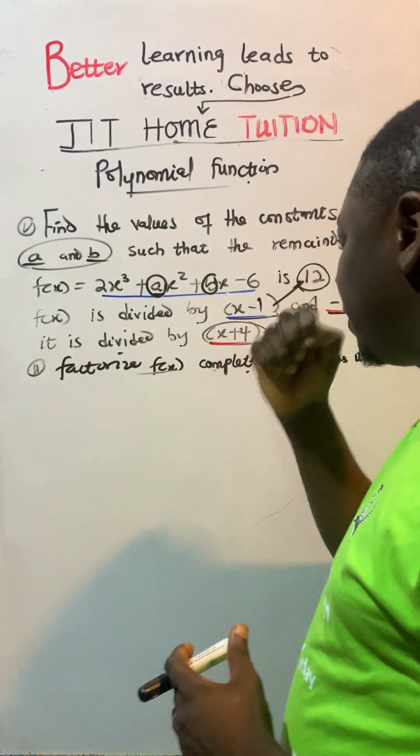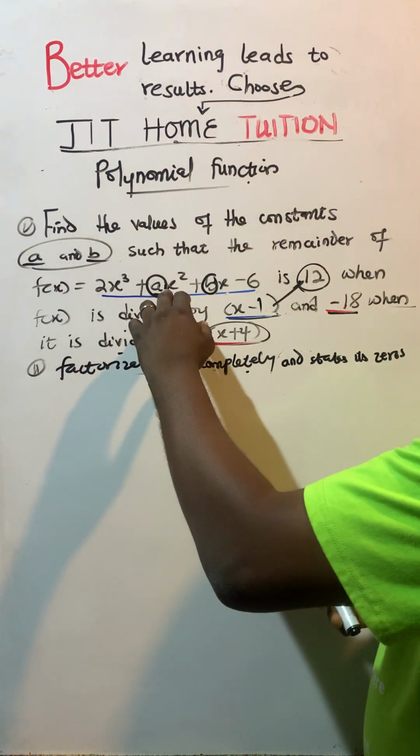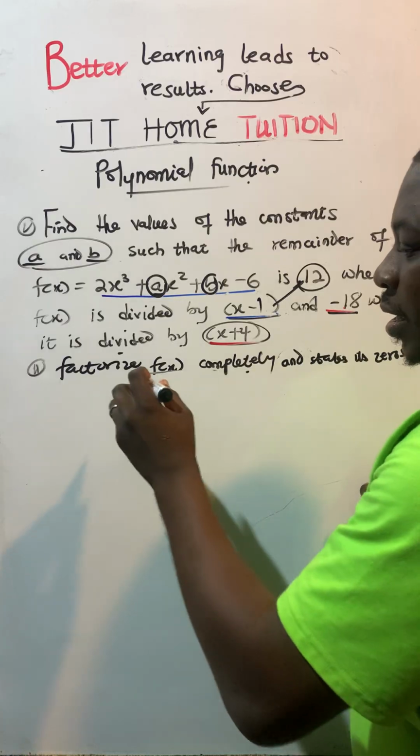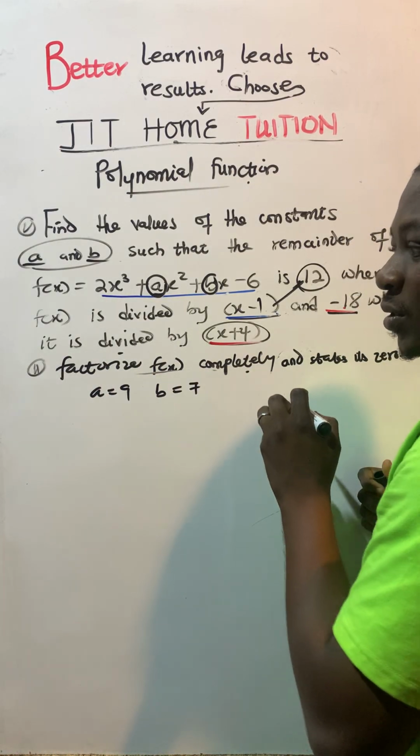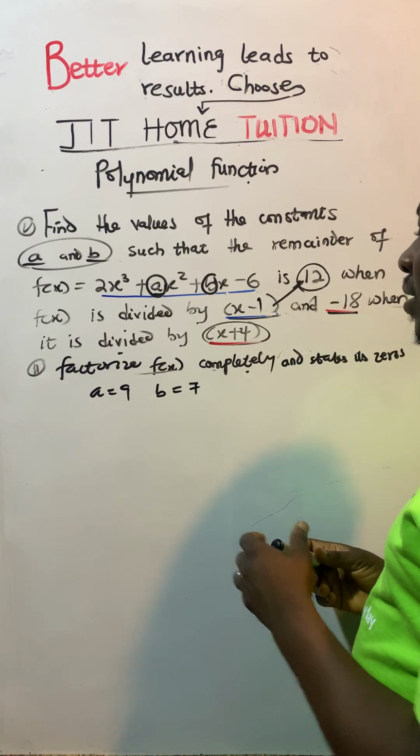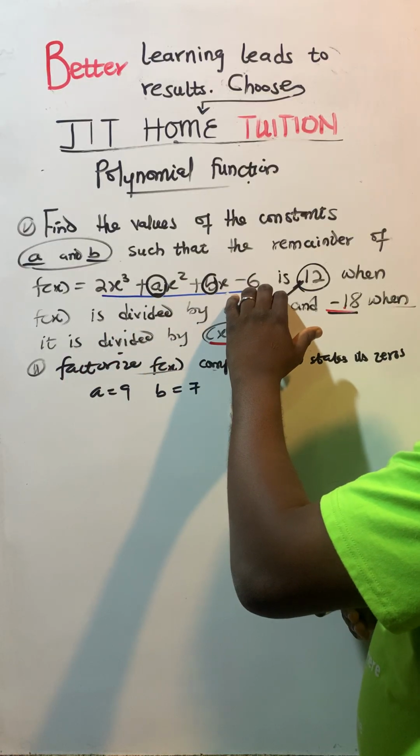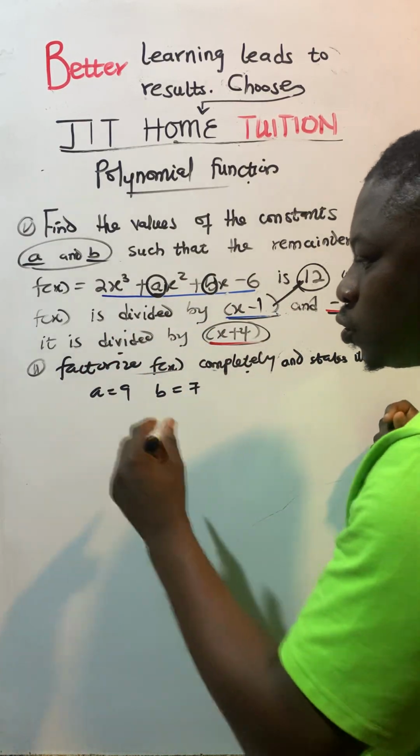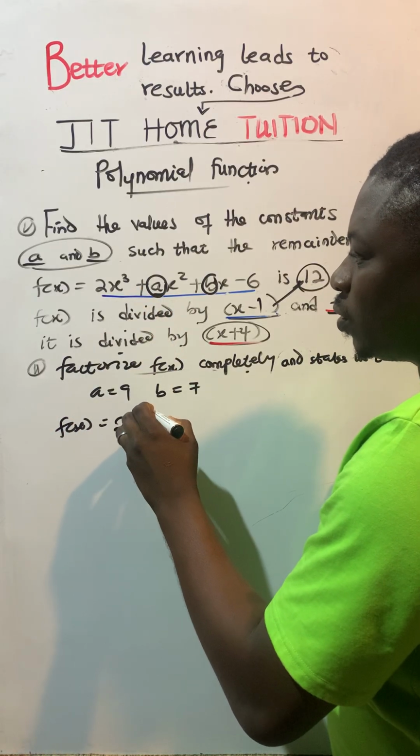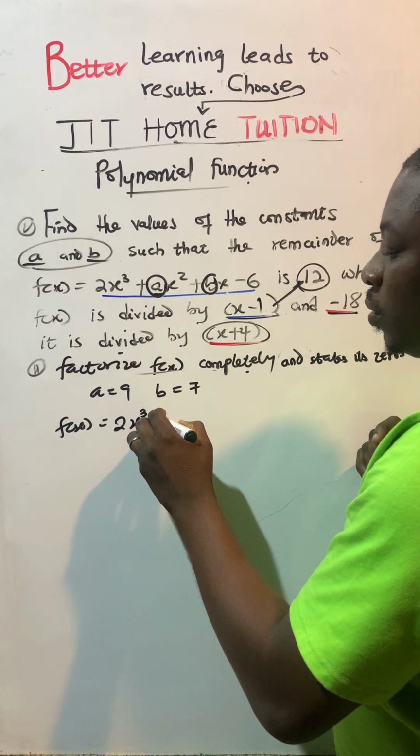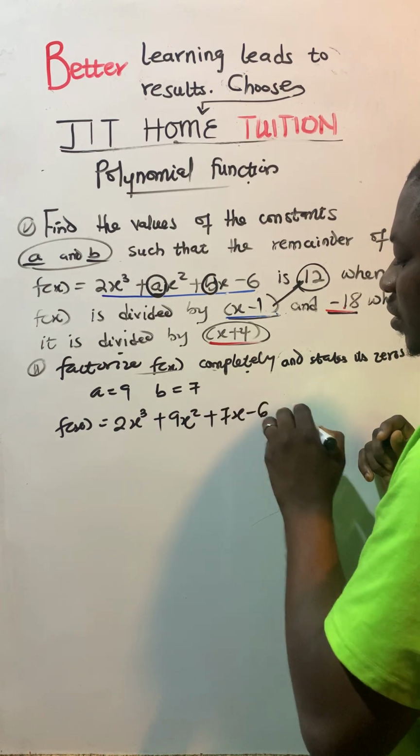We have this question on the board to solve. We've solved the first part of the question by finding the values of a and b. We had a equal to 9 and b equal to 7. The second aspect of the question is telling us to factorize the function f of x completely and find its zeros. Because we found the values for a and b, we are going to write it all again, which is 2x cubed plus 9x squared plus 7x minus 6.